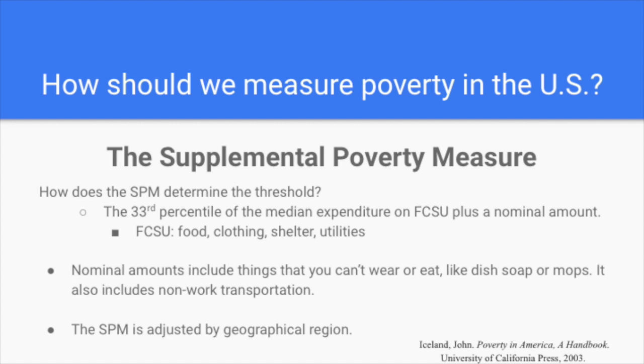The government produces a survey to figure out how much each family unit spends on FCSU, and they collect data to find the median and divide this value by 3, and they add any additional amounts to this value. Nominal amounts include things that you can't wear or eat, like dish soap or mops. It also includes non-work transportation. The SPM is adjusted by geographical location.